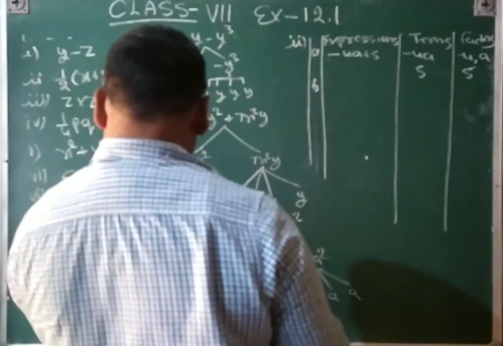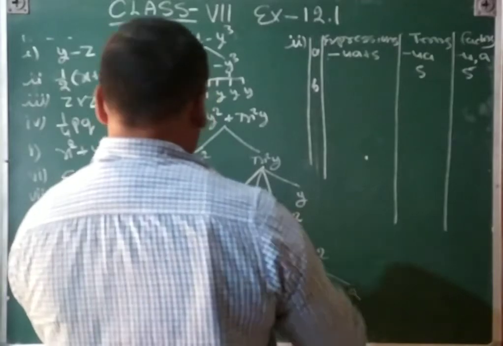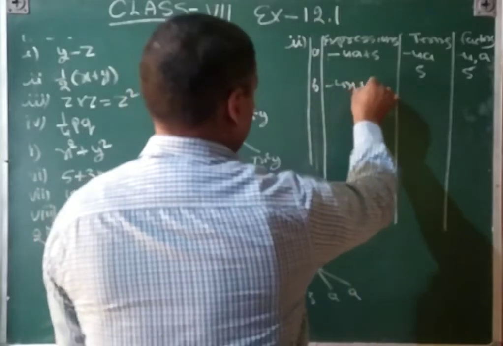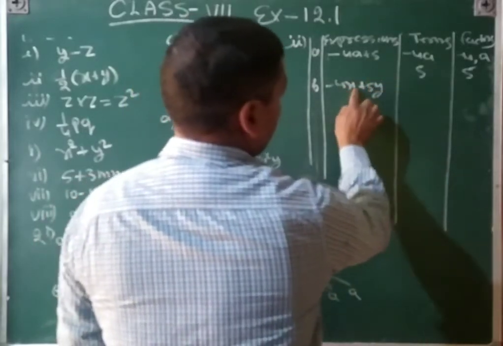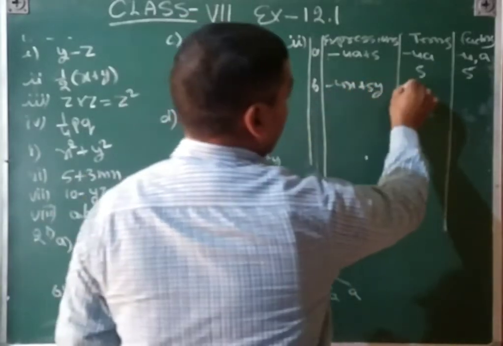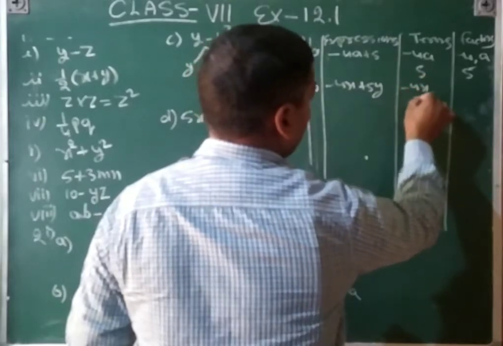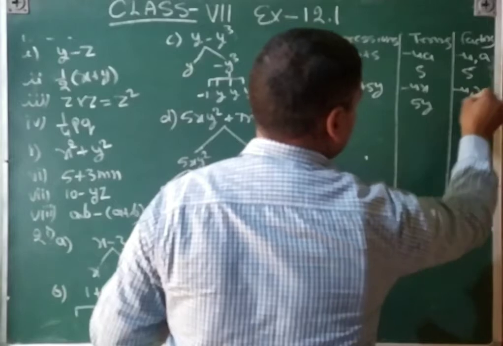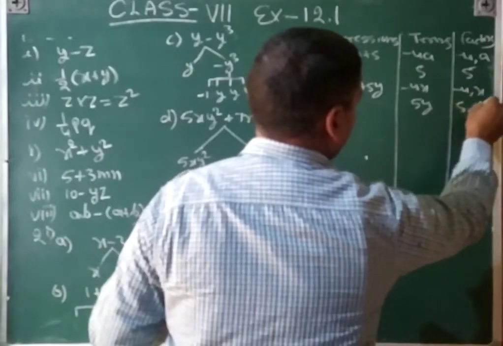And then part b, similarly you will do. The question is minus 4x plus 5y. So terms: one term is this one, second term is this one, so minus 4x and then 5y. That is minus 4 comma x, and this one is 5 comma y.